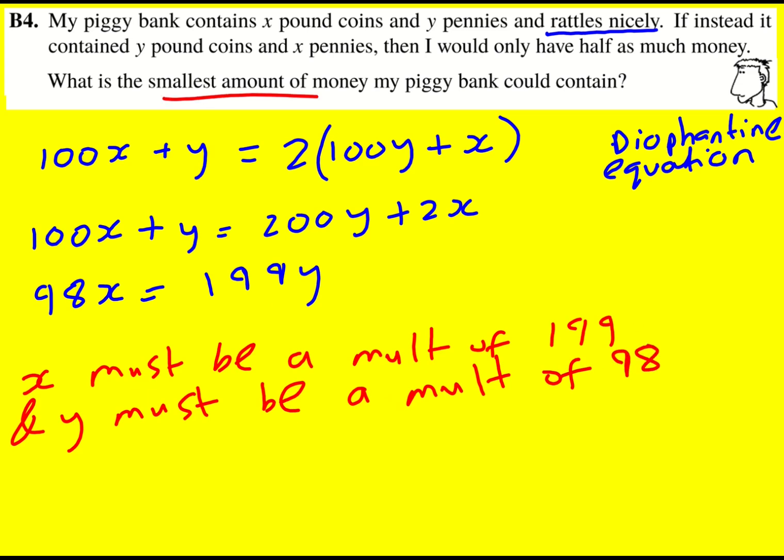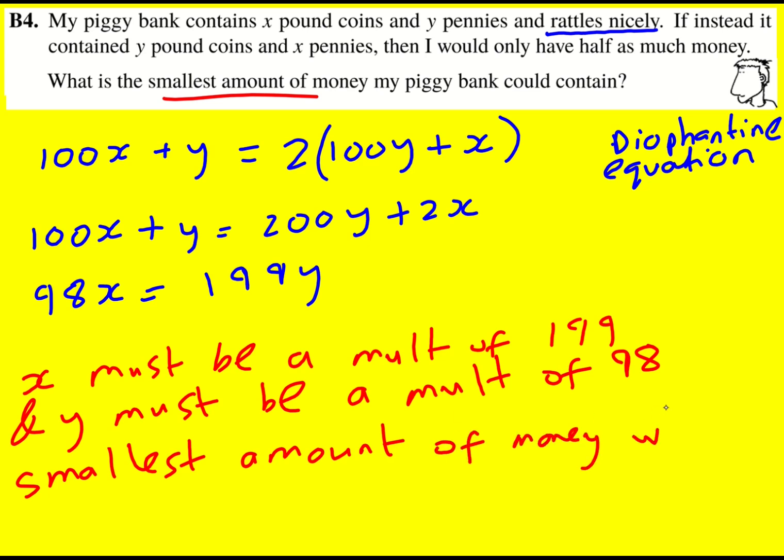So the smallest amount of money that's going to work is if we don't go with, like, 7 times 98, we don't use a big multiple of 98, we just use the smallest multiple of 98, which is in fact 98. So x is equal to 199, the smallest multiple of 199, and y is equal to 98.